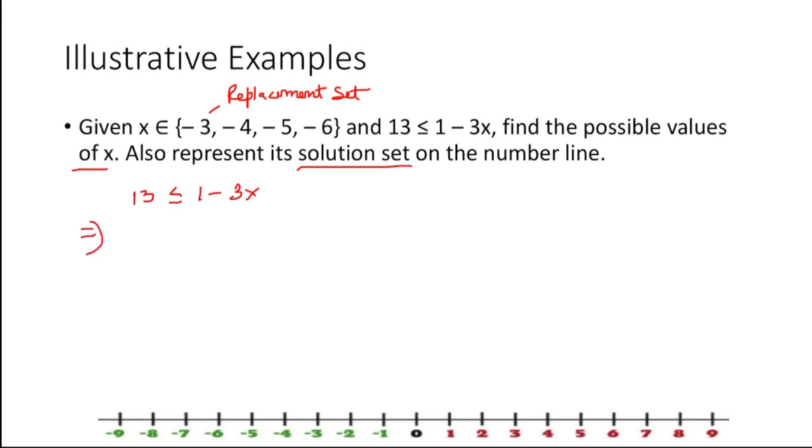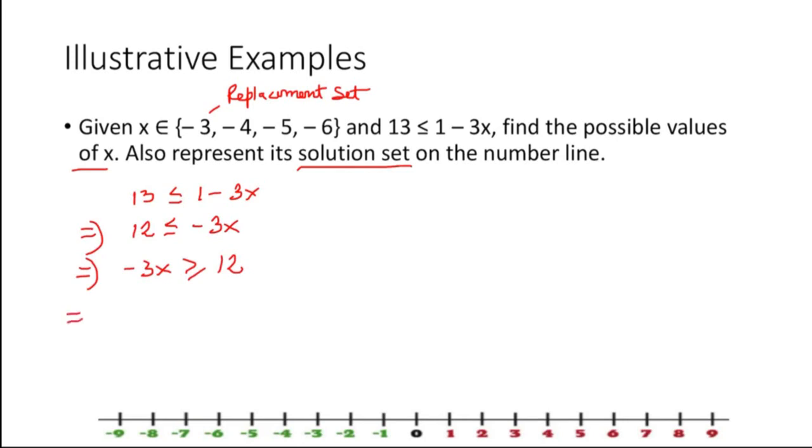Our objective is to collect the like terms on one side and the unlike terms on the other side. So let's first simplify it by adding a negative 1 on both sides of this inequality. Adding a negative 1 makes this side 12 less than or equal to negative 1 plus 1, which is 0, so minus 3x. Or we can also write it as minus 3x is greater than or equal to 12.